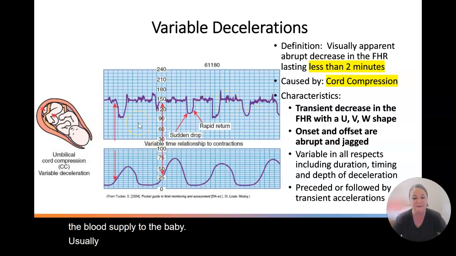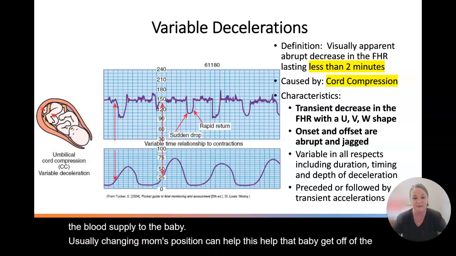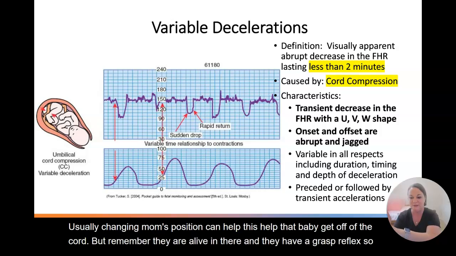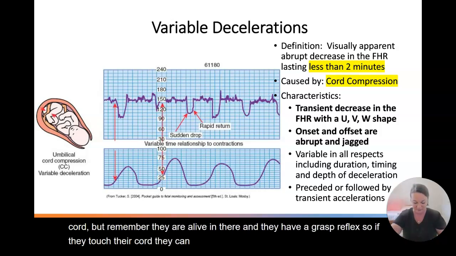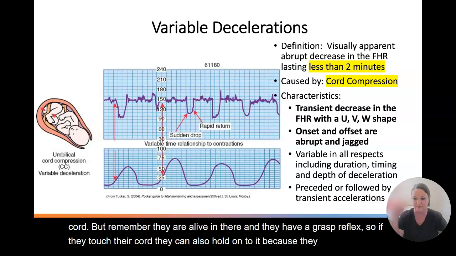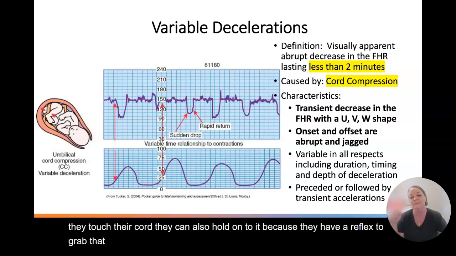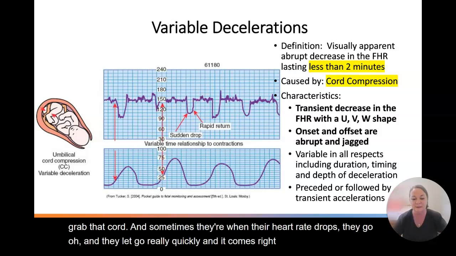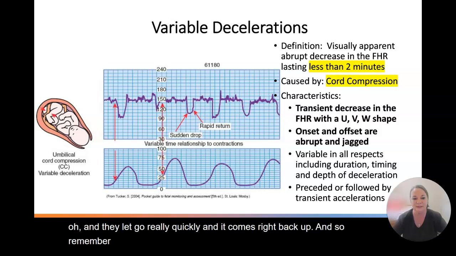Usually changing mom's position can help that baby get off of the cord. But remember, they are alive in there and they have a grasp reflex. So if they touch their cord, they can also hold on to it because they have a reflex to grab that cord. And sometimes when their heart rate drops, they go, oh, and they let go really quickly and it comes right back up. And so remember, cord compression is a variable deceleration.